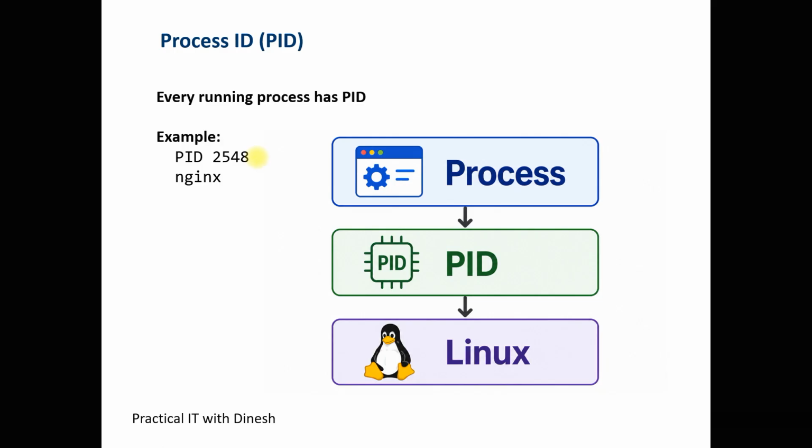Every running process gets a unique process ID or PID. Think of the PID as the process's identity card. Linux uses it to identify and manage each process. No two running processes have the same PID at the same time.